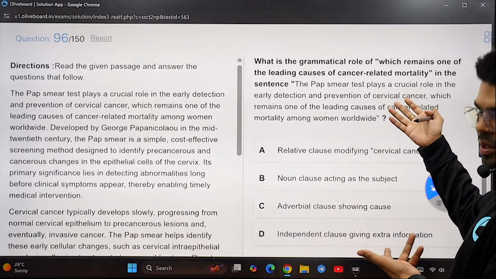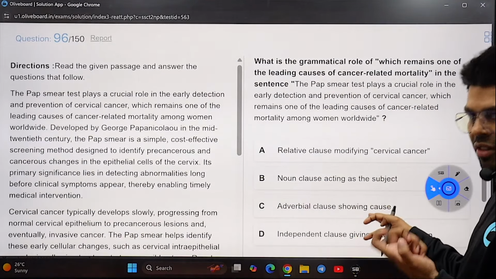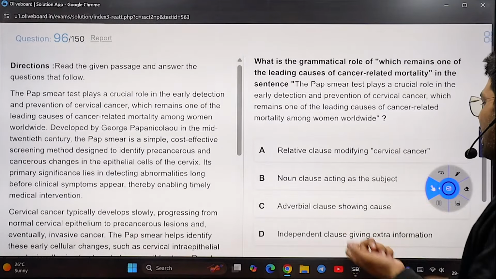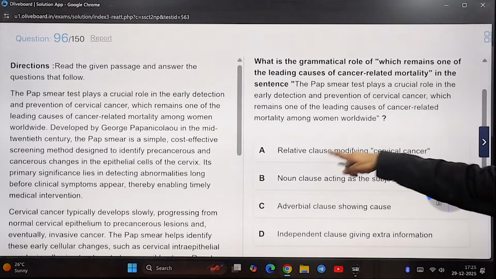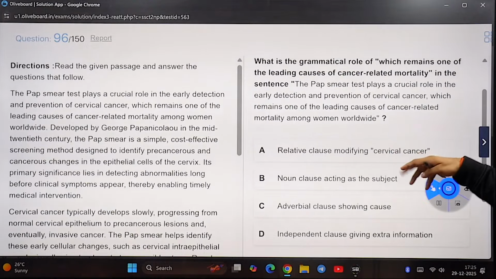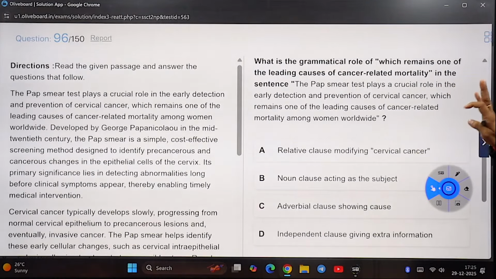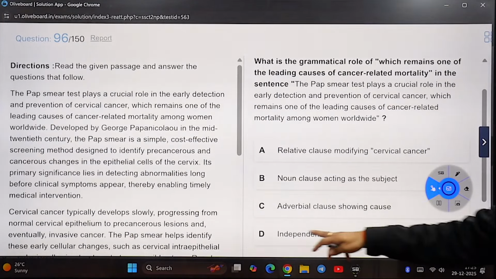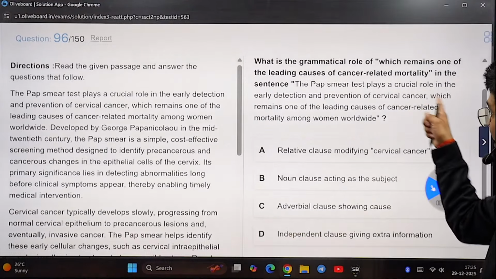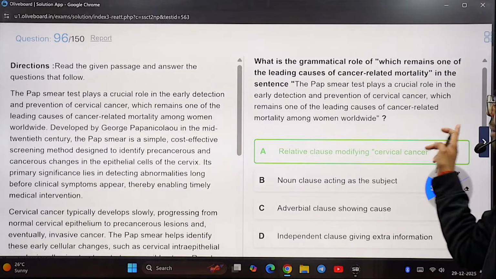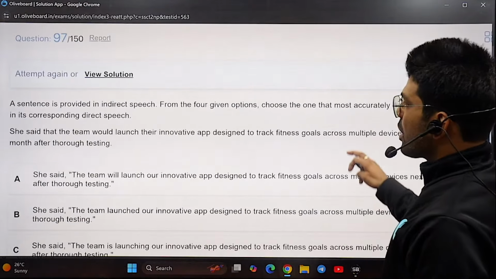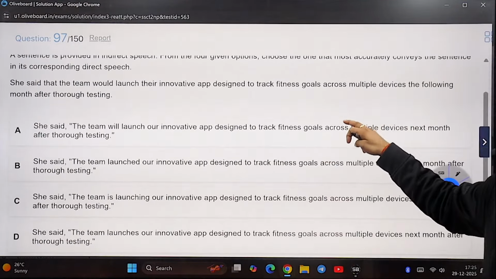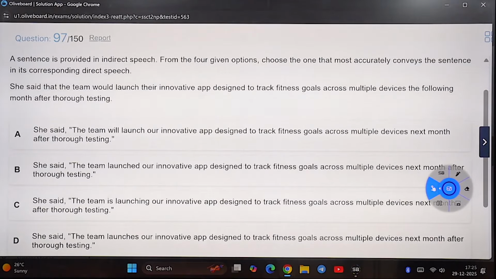No adverb such here. Why? It's not showing cause; which doesn't show cause. Noun clause, subject? Where is the verb of this? No, no, no. That's a relative clause. Yes, modifying cancer, defining cancer. Giving extra info is correct, but that's not independent. That's a dependent clause. It's not putting extra information unrelated to the previous one. Quickly finish things off, everyone. I'm so late today.